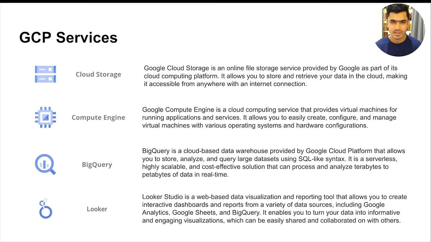Second is the Compute Engine. It's similar to EC2 or a VM on Azure. It is kind of like your online computer where you can write your code, deploy it and do other things. We'll be deploying our Mage instance onto the Compute Engine, and then we will deploy our code on top of that. So we will create our data pipeline on Mage.